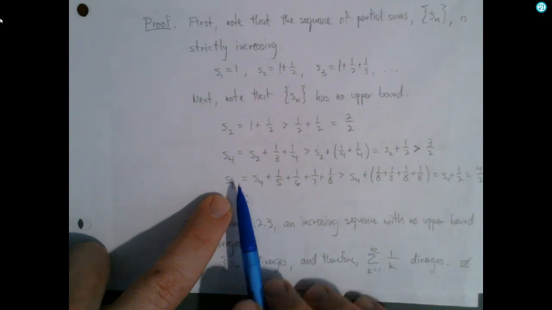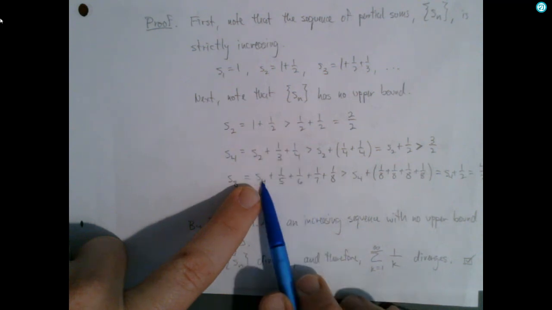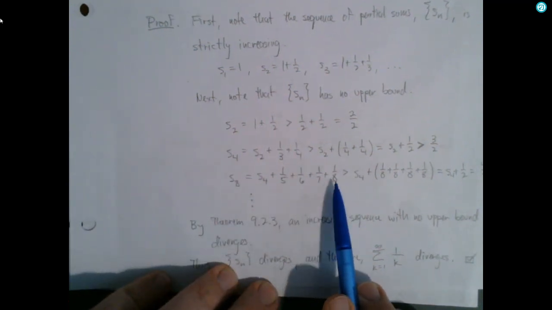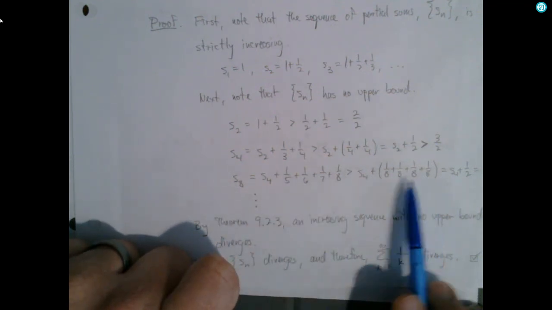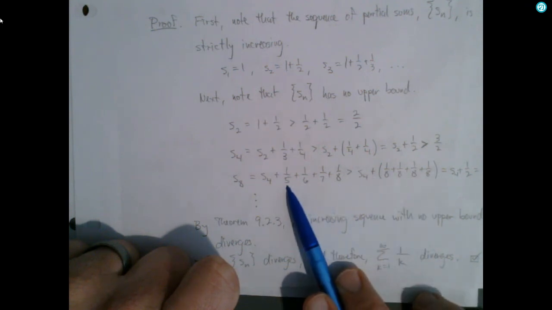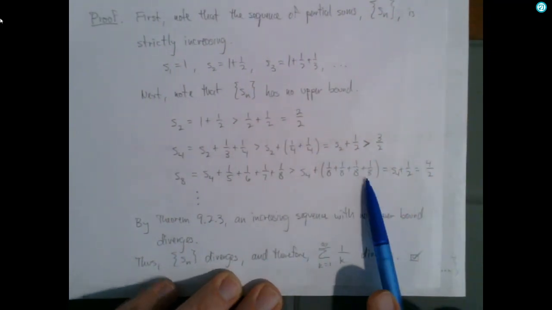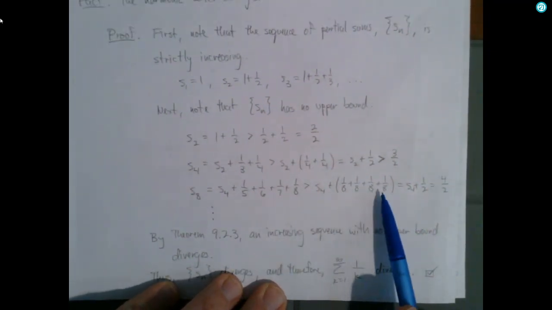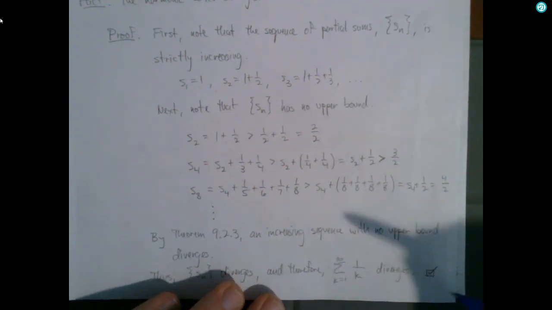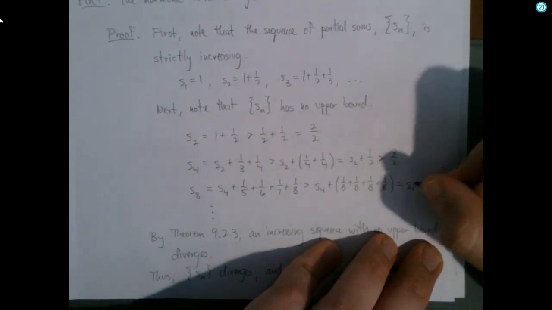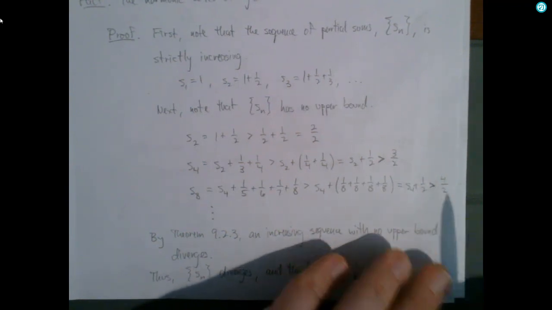S8 is whatever S4 is, which is 1 plus 1/2 plus 1/3 plus 1/4, plus 1/5 plus 1/6 plus 1/7 plus 1/8. Now what are we going to do? We'll take all of these fractions and make them 1/8, right? These are all bigger than 1/8, so this sum is bigger than this sum, right? But the nice thing about making them all 1/8 is that now if you add up 1/8 plus 1/8 plus 1/8 plus 1/8, that's 4/8, or in other words 1/2. So this is S4 plus 1/2. S4 we said was greater than 3/2, which means that S8 is greater than 4/2.